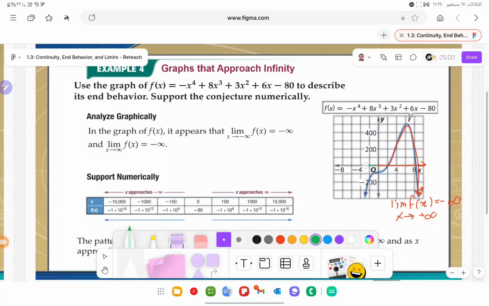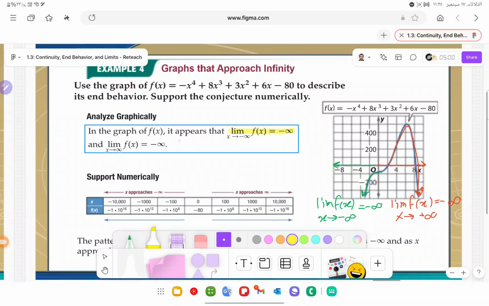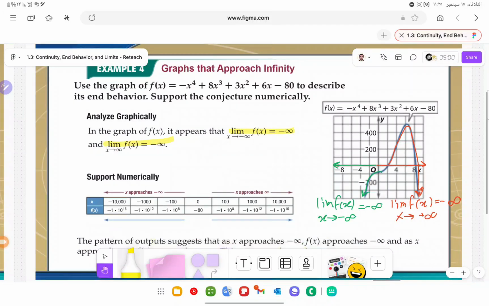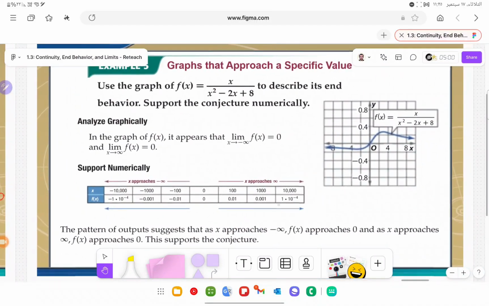Now on the other side, when x approaches negative infinity, the limit of f of x when x approaches negative infinity, the function goes where? It goes down. So that means negative infinity. Both of them are negative, so that's what you can see here and here. Okay? Let's take one more example. Look at this one.